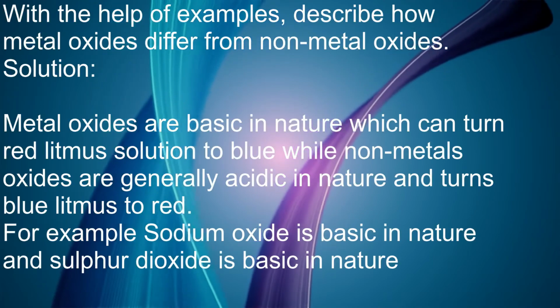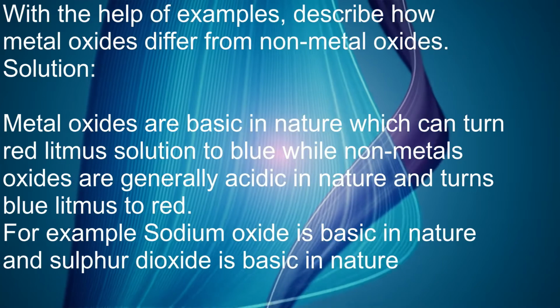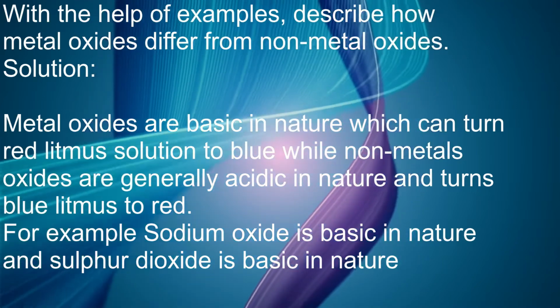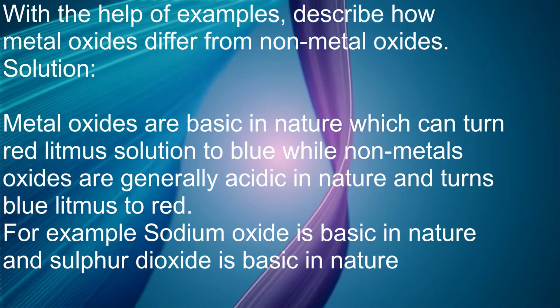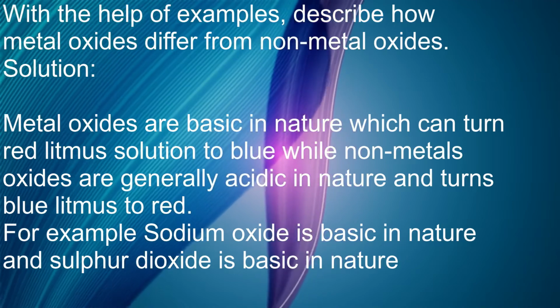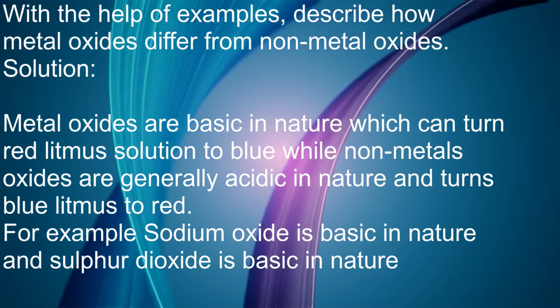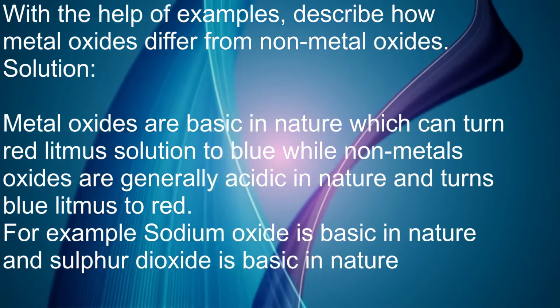A. With the help of examples, describe how metal oxides differ from non-metal oxides. Solution: Metal oxides are basic in nature, which can turn red litmus solution to blue, while non-metal oxides are generally acidic in nature and turn blue litmus to red. For example, sodium oxide is basic in nature, and sulfur dioxide is acidic in nature.